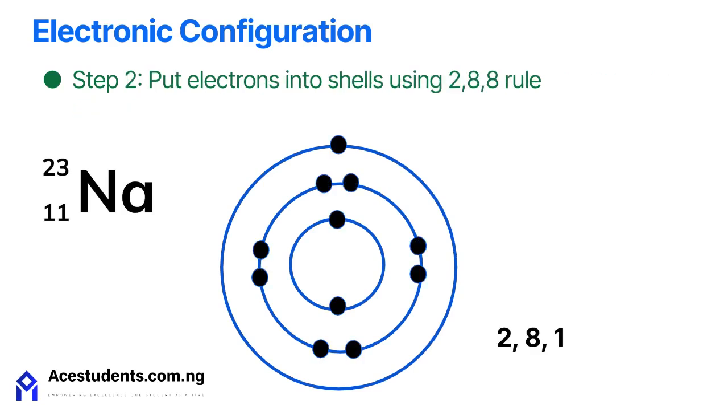Step 2 is to fill the shells. Use the rule 2, 8, 8. For sodium with 11 electrons, the first shell takes 2. The next 8 go into the second shell. That leaves 1 electron in the third shell. So the electronic configuration of sodium is 2, 8, 1.